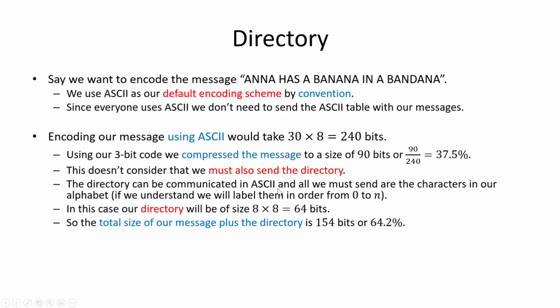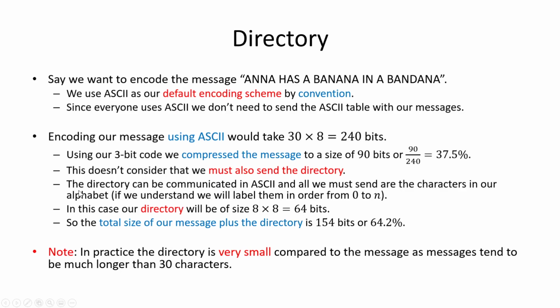Something that you already know, ASCII. Okay? And since we're going to send them in ASCII, those are going to take 8 bits. So let's say again we had our characters, we had 8 unique characters. Each one's going to be 8 bits long in our directory. That's 64 bits. Even still, our total of 154 bits is less than 240, and therefore we get a compression ratio here calculated to be 64.2.